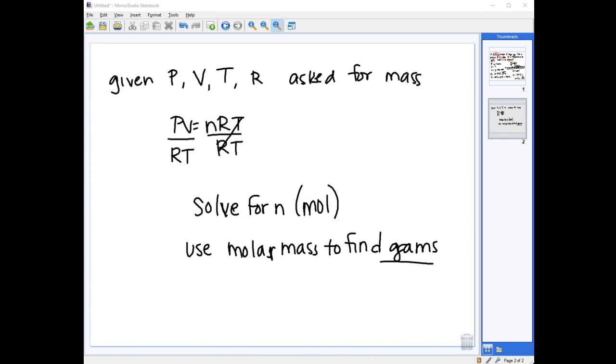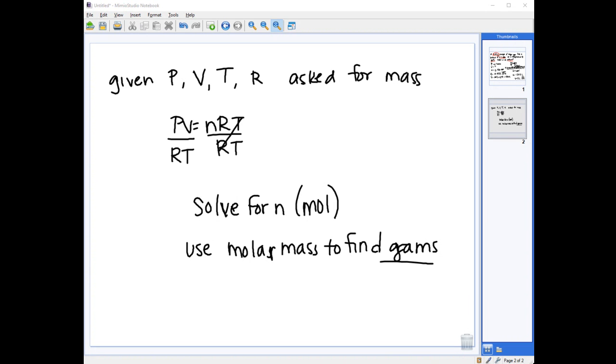Now, before I move on, does anybody have any other questions about ideal gases or the ideal gas law? Okay.